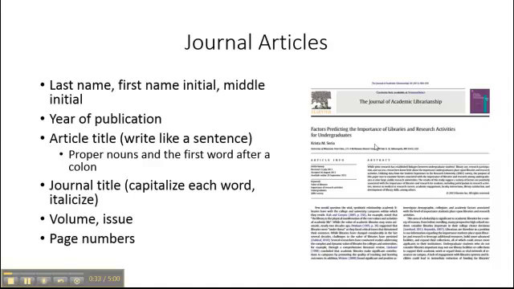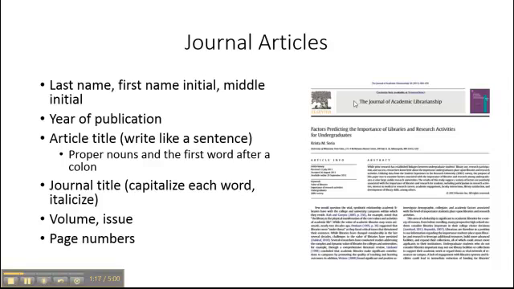So for example, if this were the article that you would be citing, you would take note of the author's last name, their first name initial, and then their middle name initial as well, the year of publication, and the article title as well. In this case, the article title is Factors Predicting the Importance of Libraries in Research Activities for Undergraduates. As you cite this in your references page, you'll write this like a sentence, so not every word will be capitalized as it actually is here in the journal article itself. The exceptions to that rule are that proper nouns like Anchorage, Alaska are always capitalized, and if this were a two-part title, after the colon, that word would also be capitalized as well.